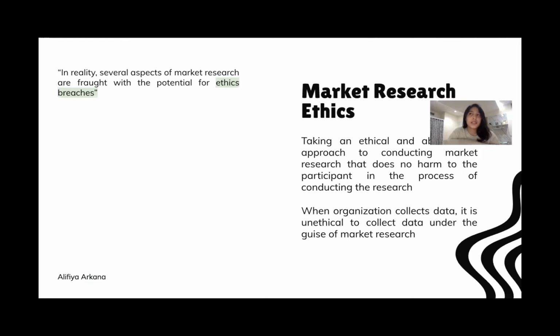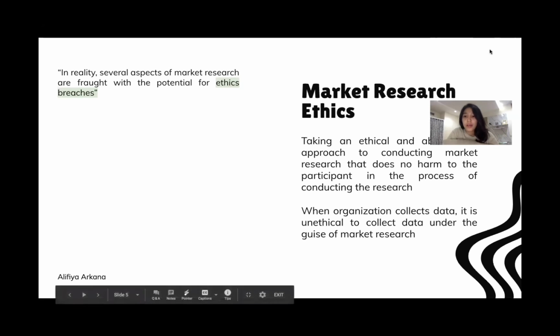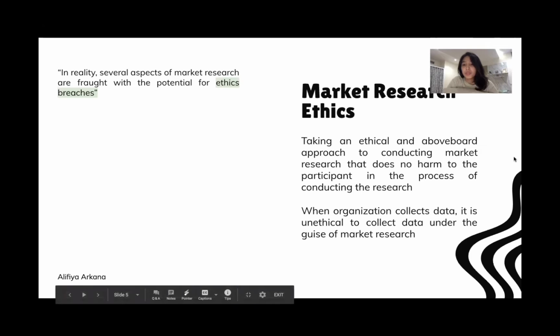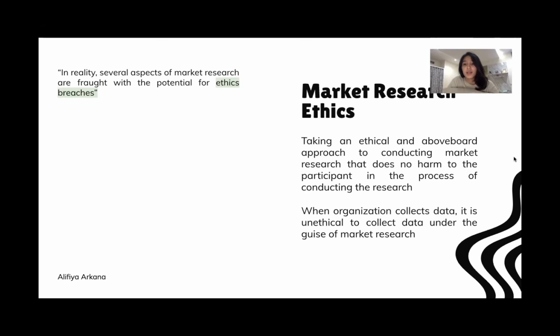There are sayings that say, in reality, several aspects of market research are fraught with the potential for ethical breaches. So this is where market research ethics come into play. It refers to taking an ethical and above-board approach to conducting market research that does no harm to the participant in the process of conducting the research.